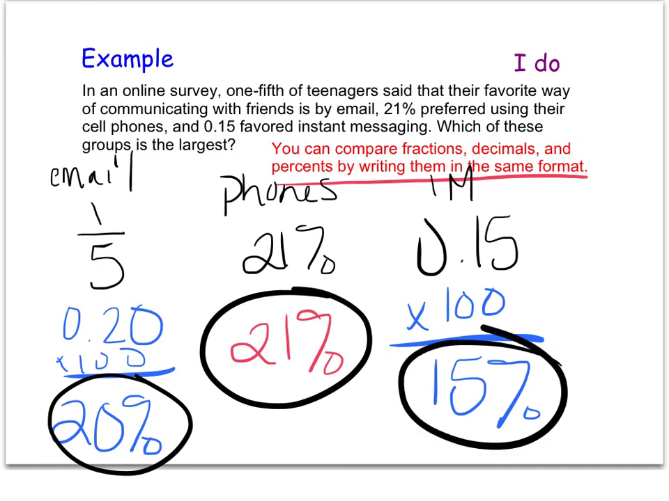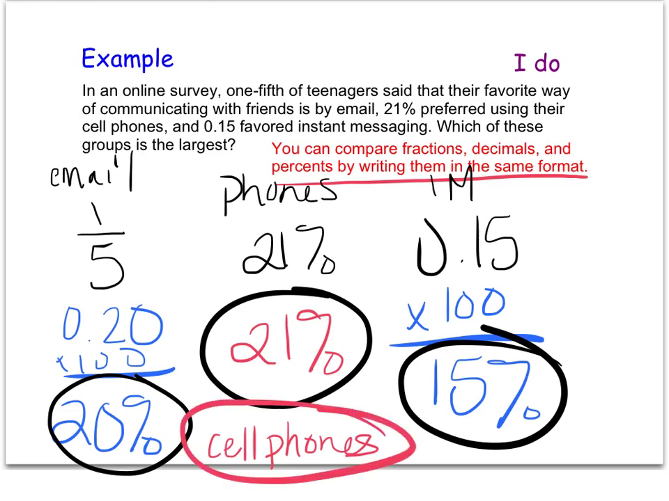Okay, so now that I'm all in the same format, percent, 20%, 21%, and 15%, we can look at this pretty easily and see which one is the greatest preference of all these teenagers. Well, we can see that the cell phones have 21%, which is the greatest, and the kids prefer using the cell phones over other means of communication.